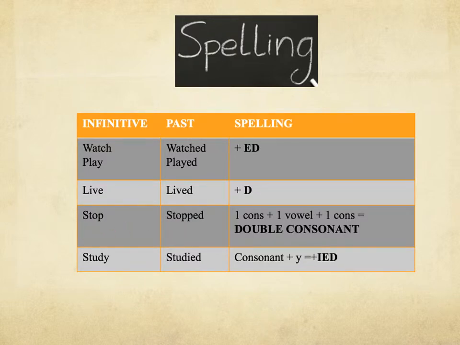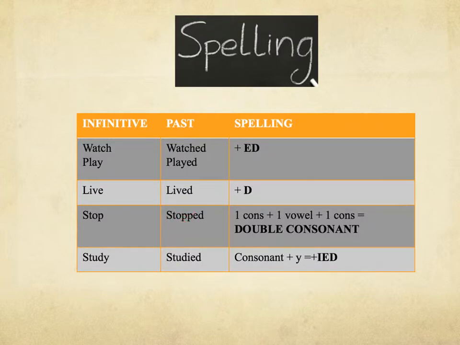We only do that when the verb has only one syllable, okay? For example, stop, and then you have a consonant, a vowel, and a consonant together. So you have the consonant T, the vowel O, and the consonant P, and then we double the P in this case.